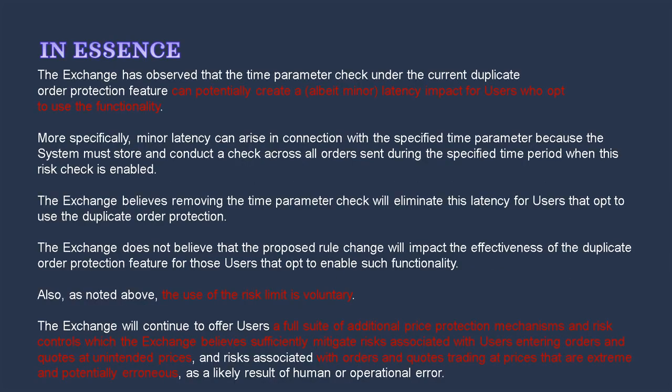In essence, the exchange has observed that the time parameter check under the current duplicate order protection feature can potentially create a latency impact for users who opt to use the functionality. More specifically, minor latency can arise in connection with the specified time parameter because the system must store and conduct a check across all orders sent during the specified time period when this risk check is enabled.